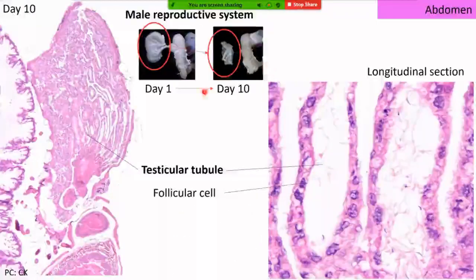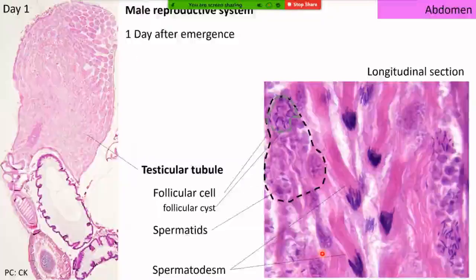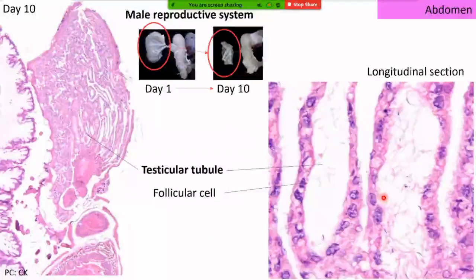Now, if we were to move from day 1 to day 10, you can already see that the size of the testes decreases almost by half. And if you look carefully on histology, this is a longitudinal section of the same testicular tubule, and you compare it to day 1, where it's full of spermatodesms. At day 10, it's already pretty empty with only rare spermatozoa seen here and there. And you will also notice that the follicular cells are deflated and have much less happening inside their cell.